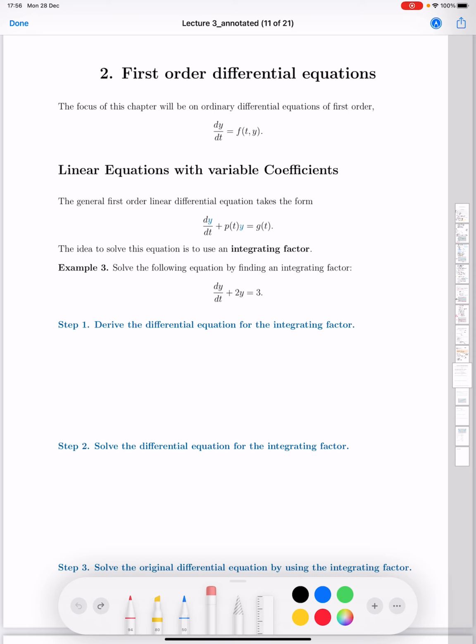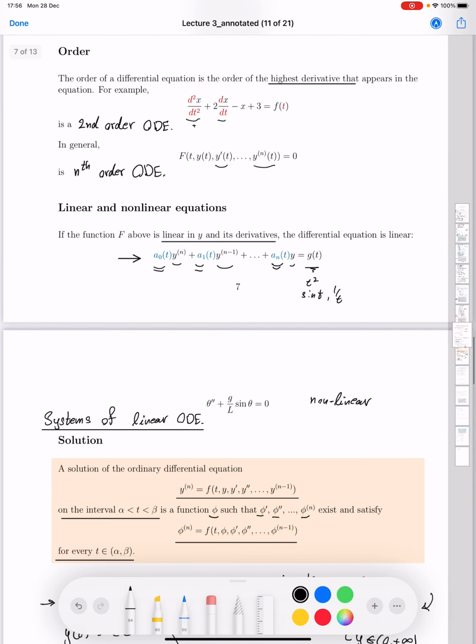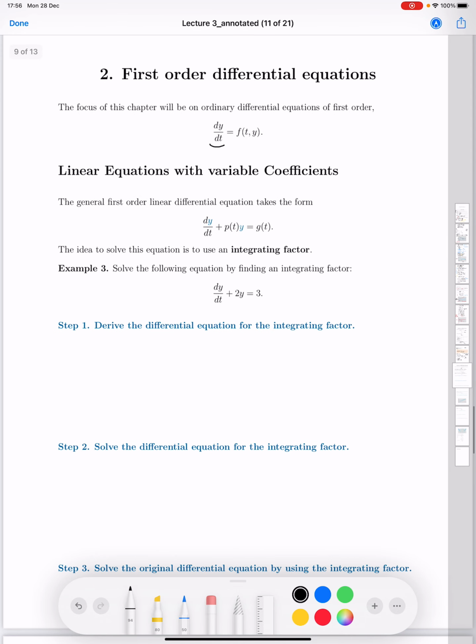First order differential equations, because they are first order, will only have one derivative of y, and the remaining will be just a function of t and y. That's by definition, if you remember the definition of order from last time. So again, in general, we don't know how to solve this.